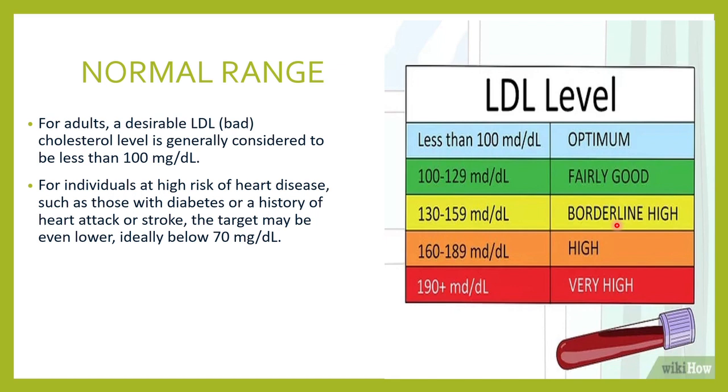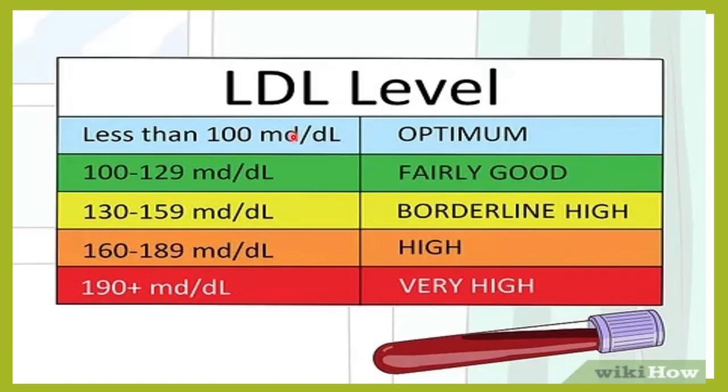So LDL level of less than 100 milligram per deciliter is optimum. If it is between 100 to 129 milligram, that is fairly good. If it is between 130 to 159, it is borderline high. If it is between 160 to 189, it is high, and if it is more than 190, then it is very high. So if it is almost double, then it is a very high level of bad cholesterol or the LDL cholesterol.